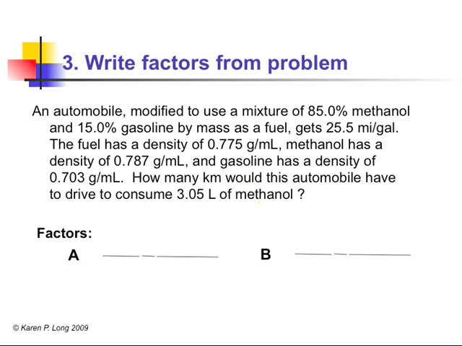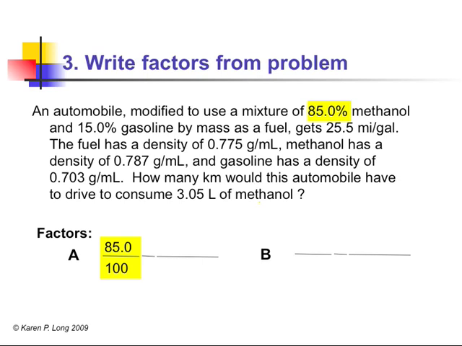Now we'll write the conversion factors from the problem. You can check your work if you've already done this. First number in the problem that you see is 85%, so we'll put down 85 on our factor. 85% is 85 out of what? 100. So we put 85 on the top, 100 on the bottom, and this will represent percent.